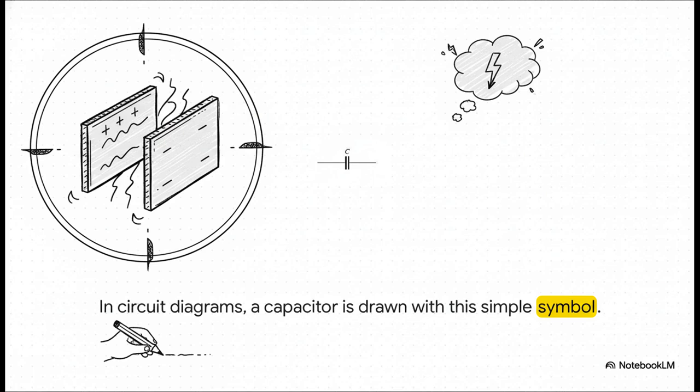Now, when engineers are designing this stuff, they don't draw a little picture of a can, right? They use a special language, a shorthand. And the symbol for a capacitor makes perfect sense. See? It's literally two parallel lines, just like the two plates in the concept. It's a universal sign that means, hey, store energy right here.